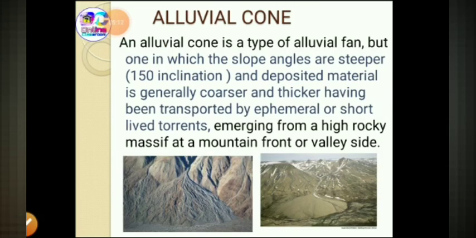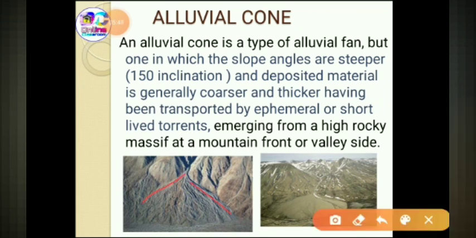Next we have the alluvial cone. Basically both are the same except for the inclination. An alluvial cone is typical of an alluvial fan, but the slope angle is steeper, specifically about a 15-degree inclination, and the deposited materials are generally coarser and thicker, having been transported by ephemeral or short-lived torrents emerging from the high rocky massif at a mountain front or on the valley side. So here it is seen that the inclination is about 15 degrees. This is the basic difference between the alluvial fan and the cone.